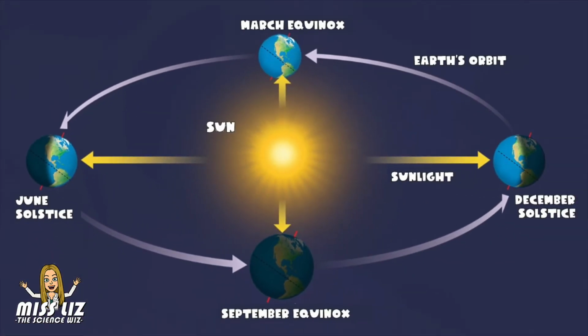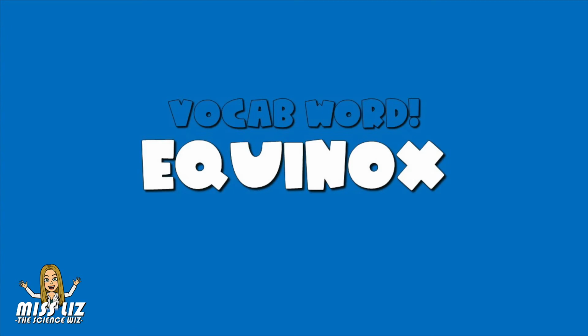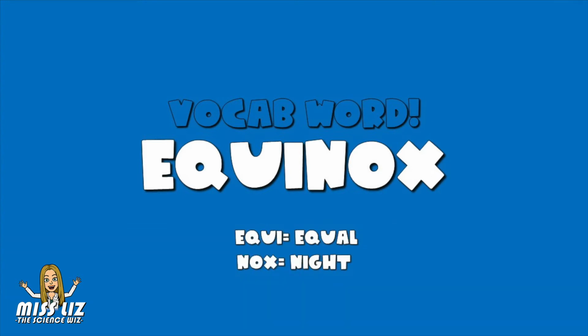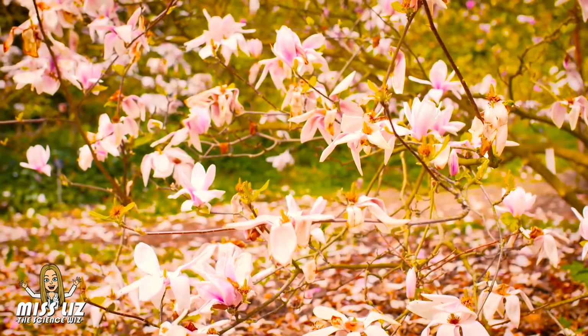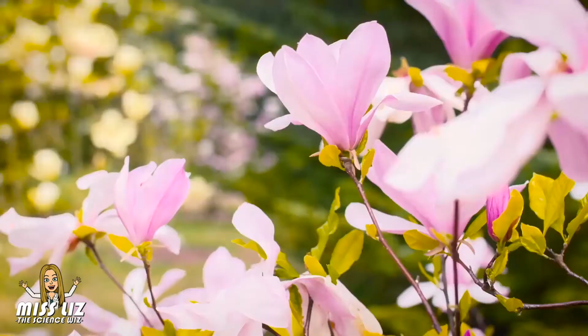In between the 2 solstices, the Earth reaches an equinox. An equinox is when neither hemisphere is pointed away from the sun. During this time, day and night are equal, hence the name equa meaning equal and nox meaning night. These equinoxes mark the beginning of spring and fall. The temperature is very similar in these 2 seasons.